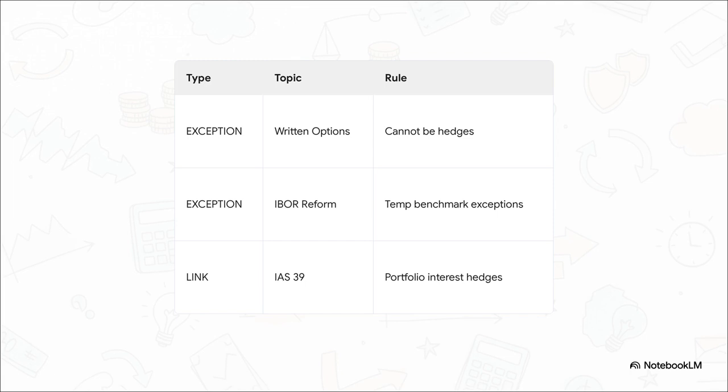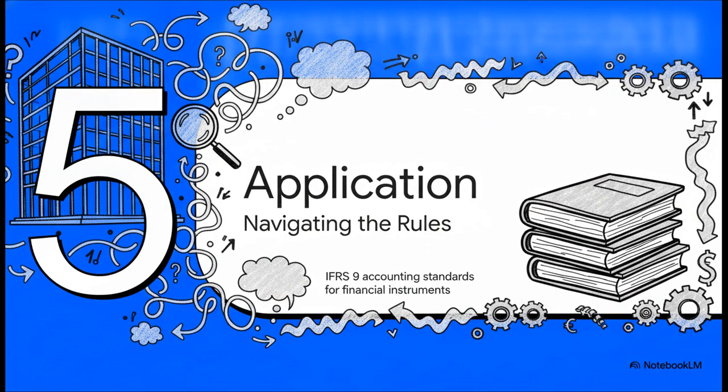Also, take note of our linkage here. Because macro hedging is so incredibly complex, IFRS 9 actually allows banks and entities the option to link back and stick with the older IAS 39 rules specifically for portfolio hedges of interest rate risk. Moving to Section 5, Application and Judgment.